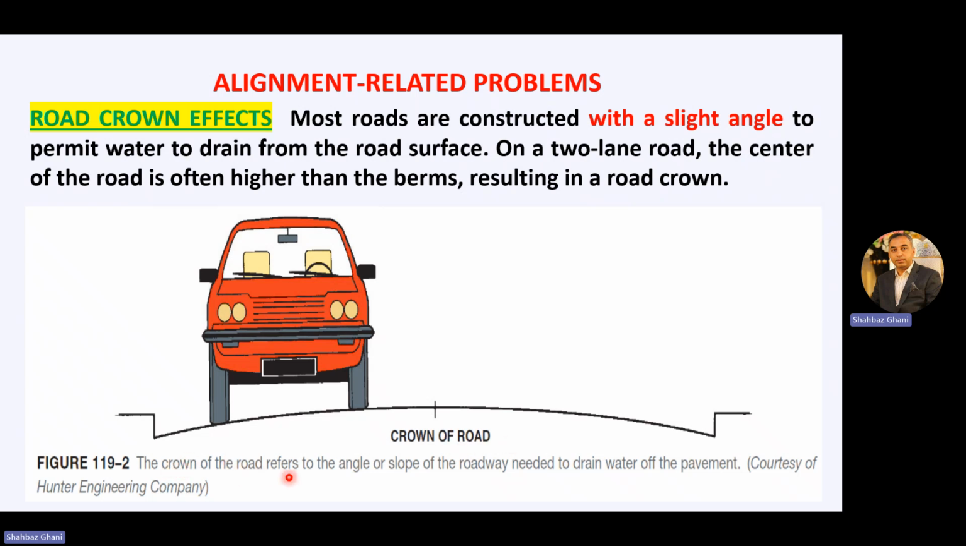The crown of the road refers to the angle or slope of the roadway needed to drain water off the pavement. So most roads are constructed with a slight angle to permit water to drain from the road surface. On a two-lane road, the center of the road is often higher than the berms, resulting in a road crown. So steering alignment has to be done to cater for this also.